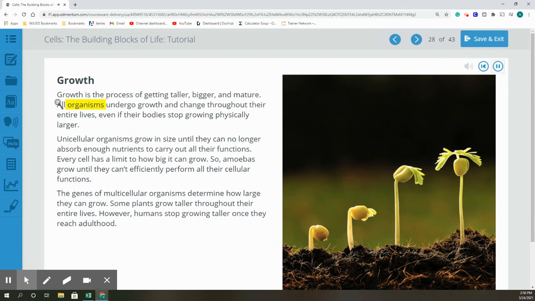Growth. Growth is the process of getting taller, bigger, and mature. All organisms undergo growth and change throughout their entire lives, even if their bodies stop growing physically larger. Unicellular organisms grow in size until they can no longer absorb enough nutrients to carry out all their functions. Every cell has a limit to how big it can grow, so amoebas grow until they can't efficiently perform all their cellular functions. The genes of multicellular organisms determine how large they can grow. Some plants grow taller throughout their entire lives. However, humans stop growing taller once they reach adulthood.